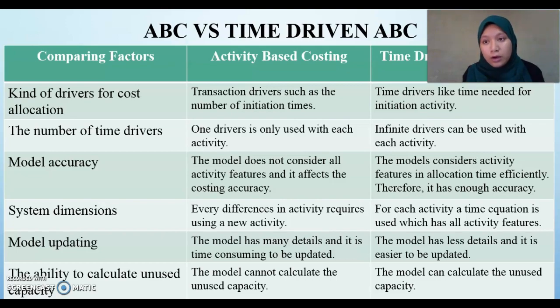System dimension was the fourth factor. For ABC, every different activity requires using a new activity. But for TD-ABC, for each activity, a time equation is used which has all activity features. For model updating, the fifth factor, calculator.